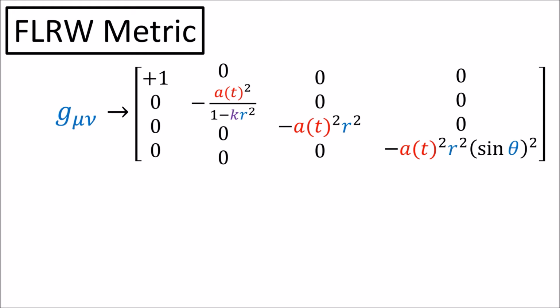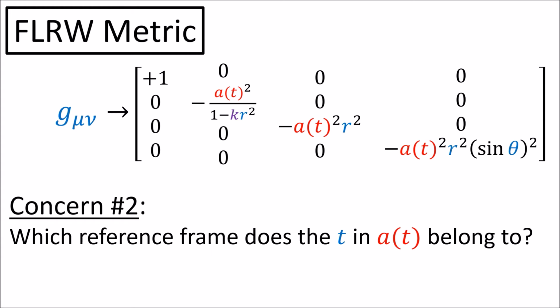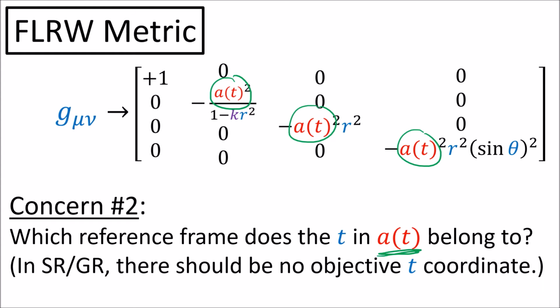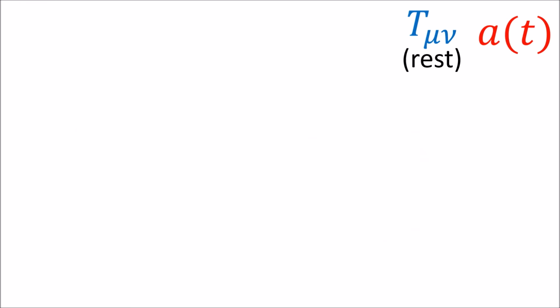The next concern is this FLRW metric that we've been talking about. The metric has the spatial scaling factor A of t, but which reference frame does the time coordinate t in A of t belong to? In special and general relativity, there should be no objective t-coordinate, since every frame of reference will have its own t-coordinate. So whose time coordinate is this? Both of these concerns with the rest frame of the EM tensor and the scale factor's time coordinate can be answered at the same time.